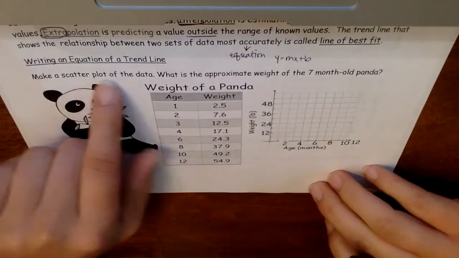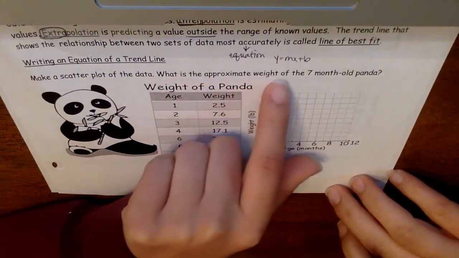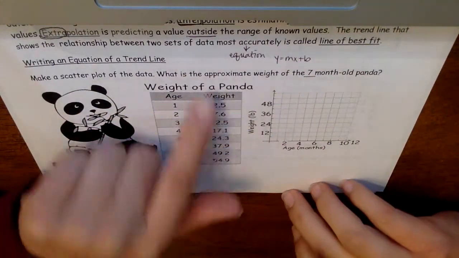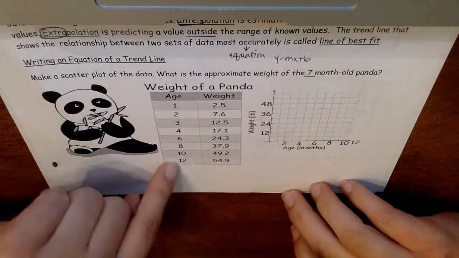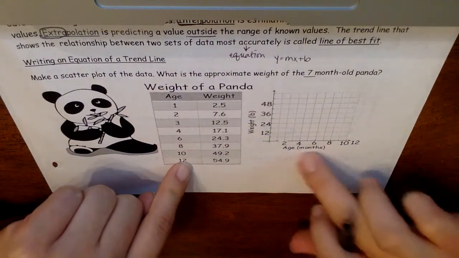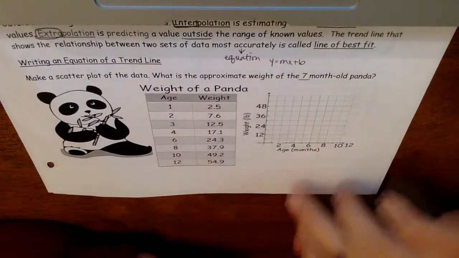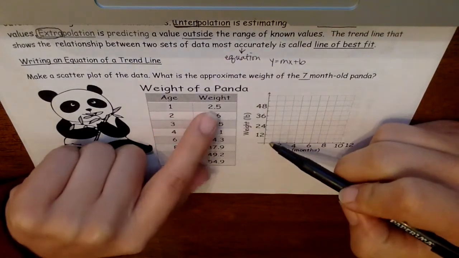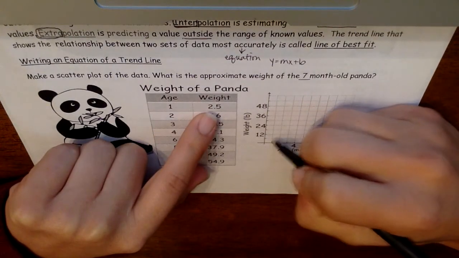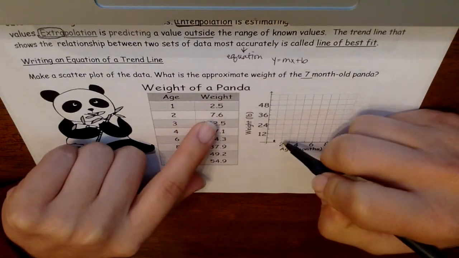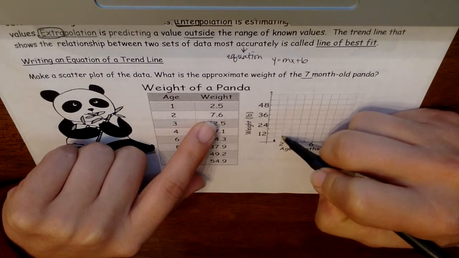For this first one, make a scatter plot of the data. What is the approximate weight of a 7-month-old panda? So first we need to make a scatter plot of our data values. We have the age in months, and then we have the weight. So again, we're just plotting these points. At 1 month, that's 12 pounds, so it's going to be way down here. At 2 months, that would be 6 pounds.